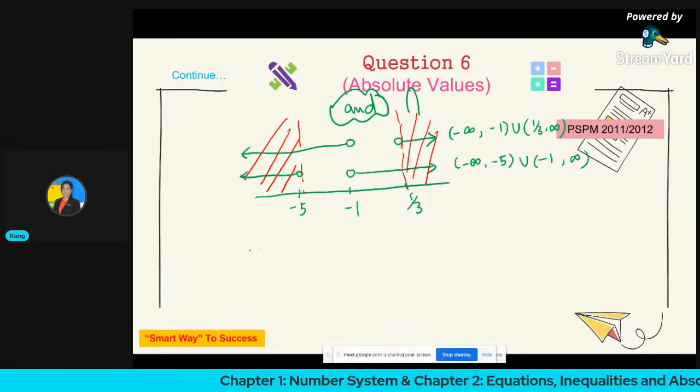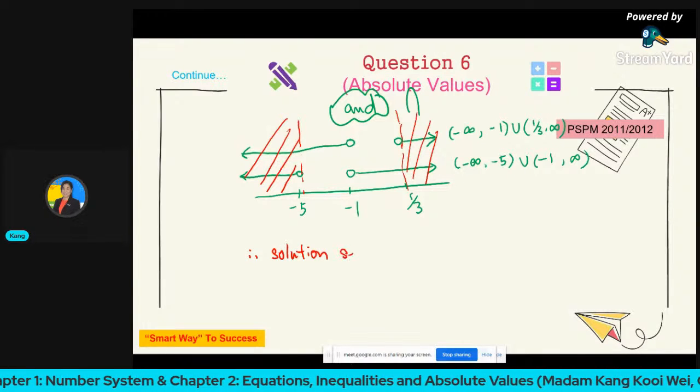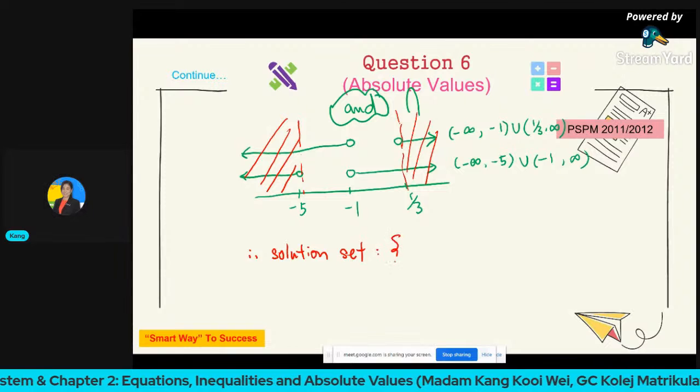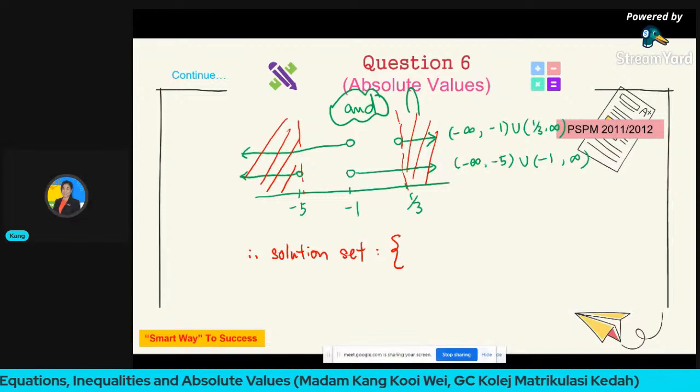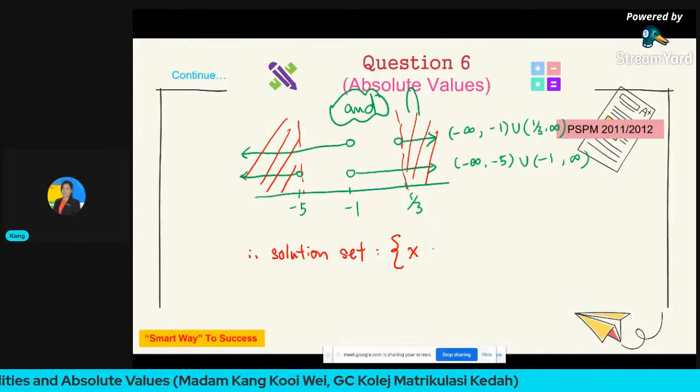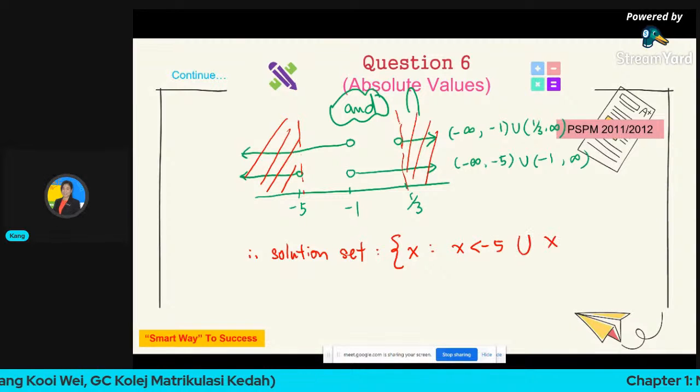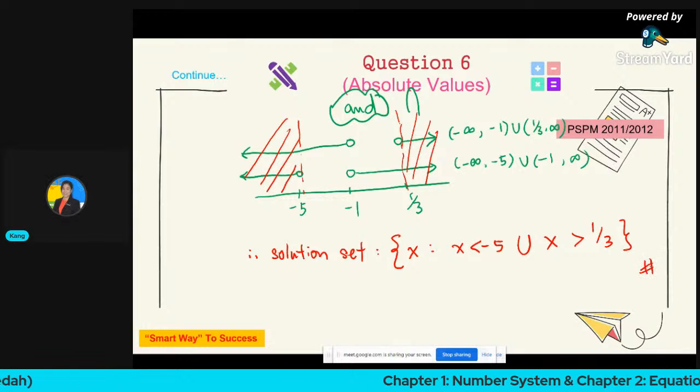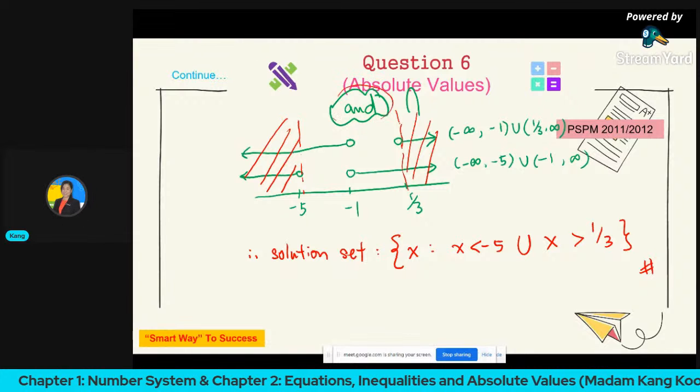So for our solution set, you need to answer the question. The question asks you to write down the solution set. So the solution set is in curly brackets: x, where x is less than -5 and x is greater than 1/3. This is our final answer. You need to combine the two answers by considering the word "and".